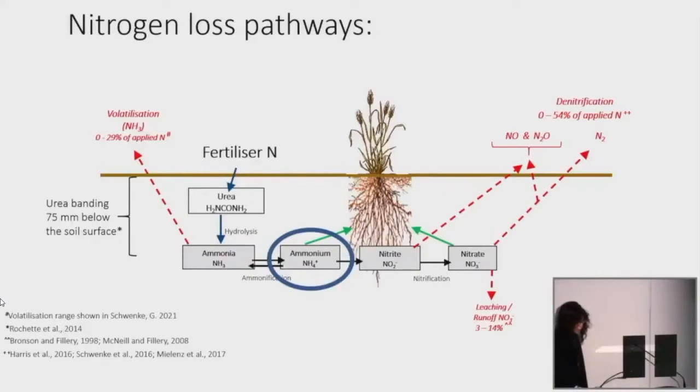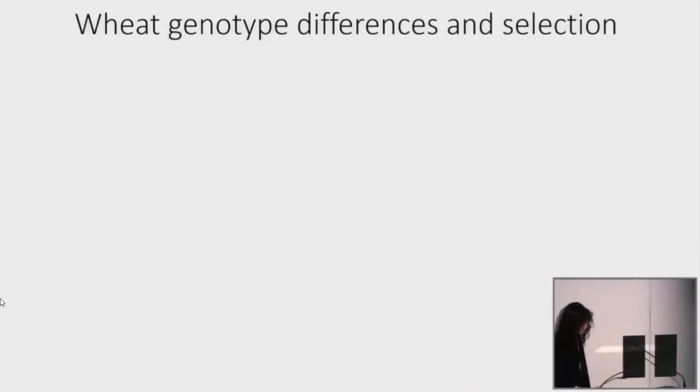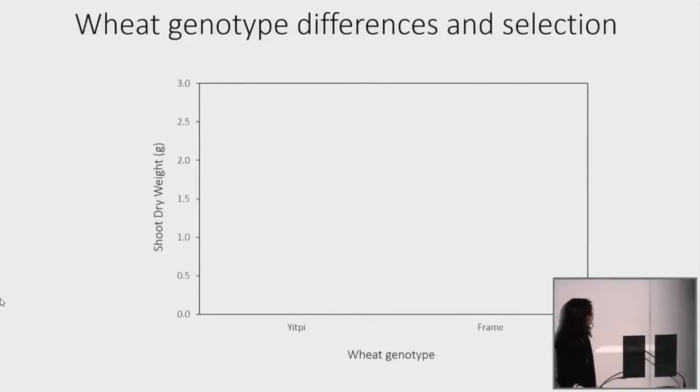In my experiment, I also used two wheat genotypes, Eastby and Frame, and they were selected based on their differential responses to ammonium or nitrate. The genotypes I just spoke of were selected based on research by O'Sullivan and others, 2016. They measured shoot dry weight, which is shown here on the y-axis, and supplied either nitrate or ammonium to Eastby and Frame, shown here on the x-axis.